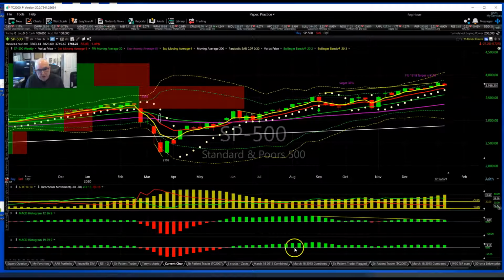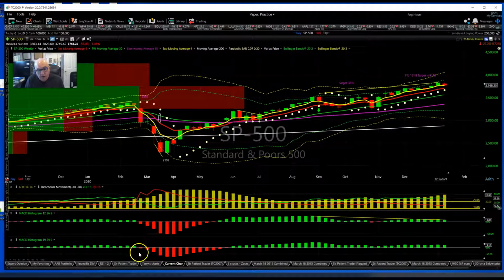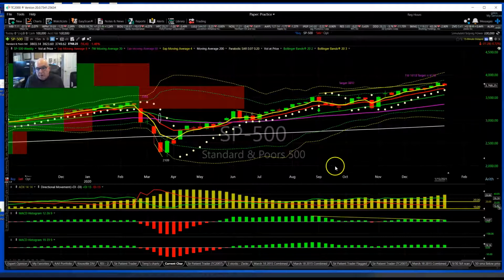This MACD histogram is used for sell signals, and we don't have a sell signal, because if we did, as we did here, we would have a red histogram bar, but we don't here. So I think the preponderance of evidence leans toward a bullish interpretation of this chart, and we should go higher.